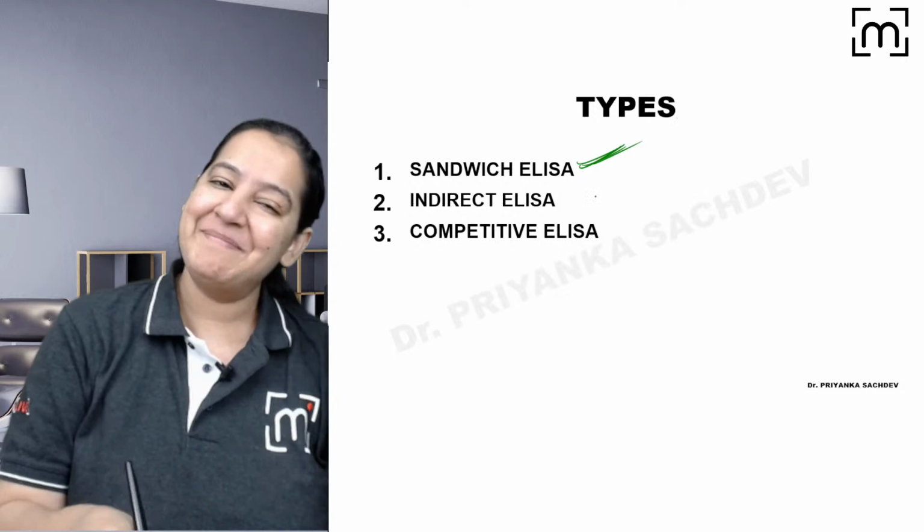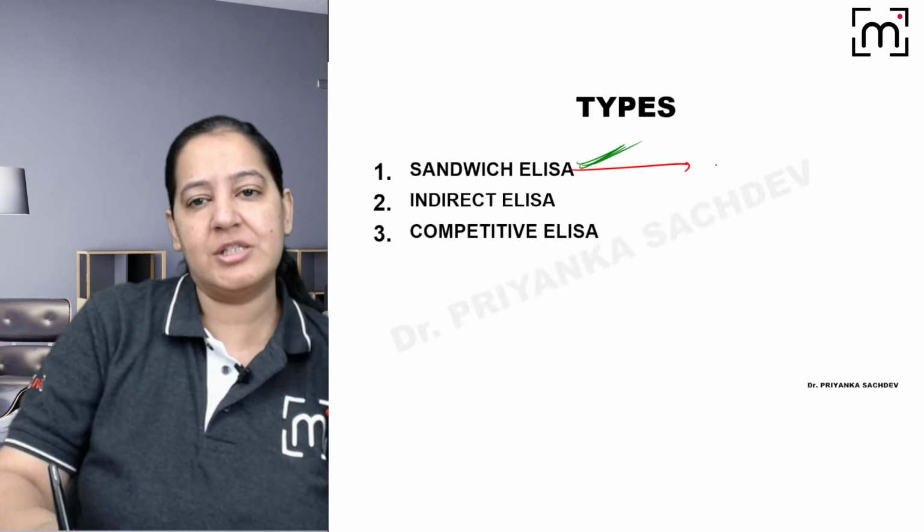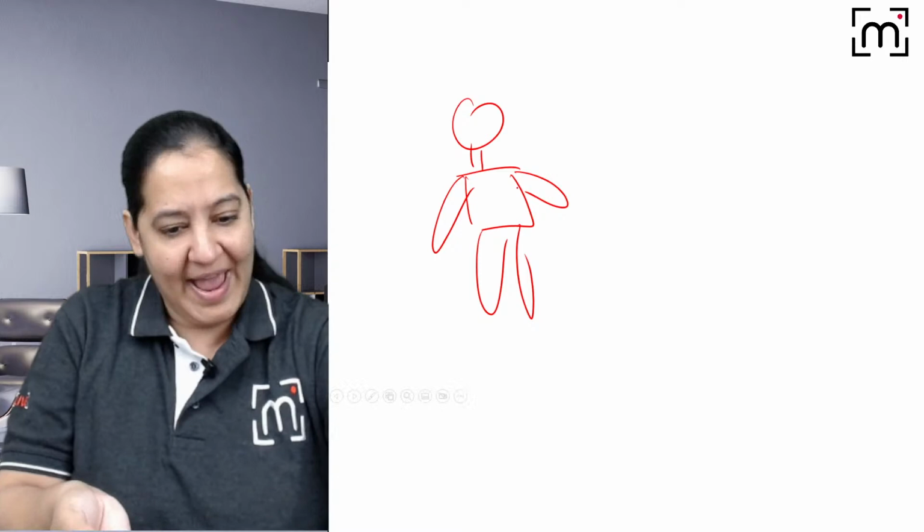Indirect ELISA. The second ELISA. Now as I have told you, sandwich is for antigen detection. Indirect is for antibody detection, antibody in the sample. Now there is a patient in my clinic. I am suspecting the patient has AIDS. AIDS is caused by HIV. We all know that. So I want to prove the patient has an infection with HIV.